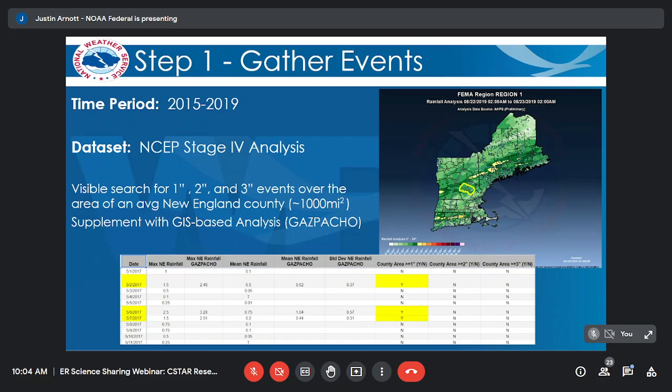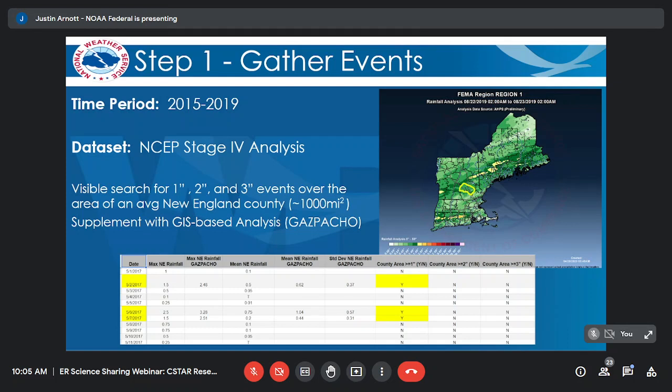And the reason for that was we weren't going to attempt to have the models or the ensembles try to pinpoint some really highly localized event. We wanted something with some scale to it. And so we did that visibly.